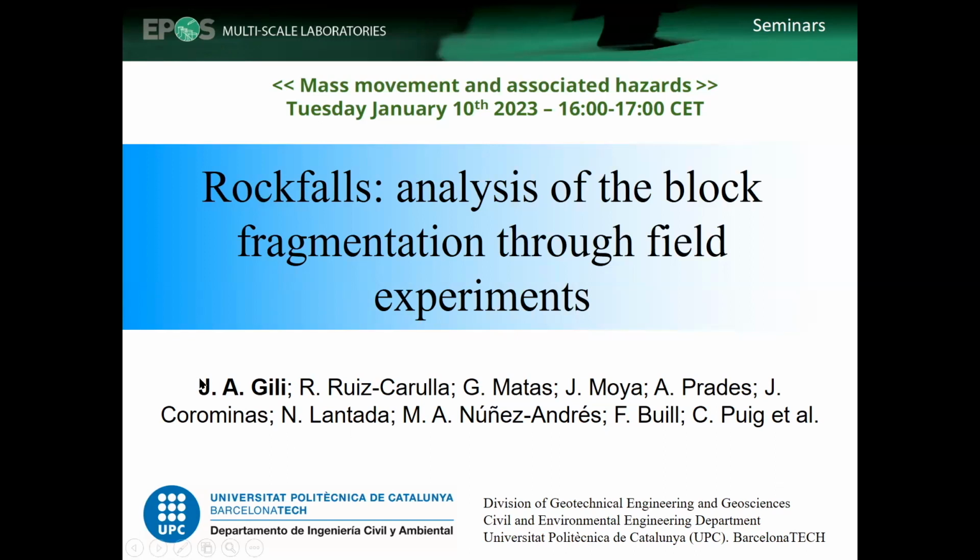I will be talking myself. I am Josep or José Gili, but I will talk on behalf of my group of colleagues. We are a team working on natural hazards and landslides and monitoring and engineering geology in Barcelona at the UPC. Here you have most of the team that are participating in the several ongoing projects.